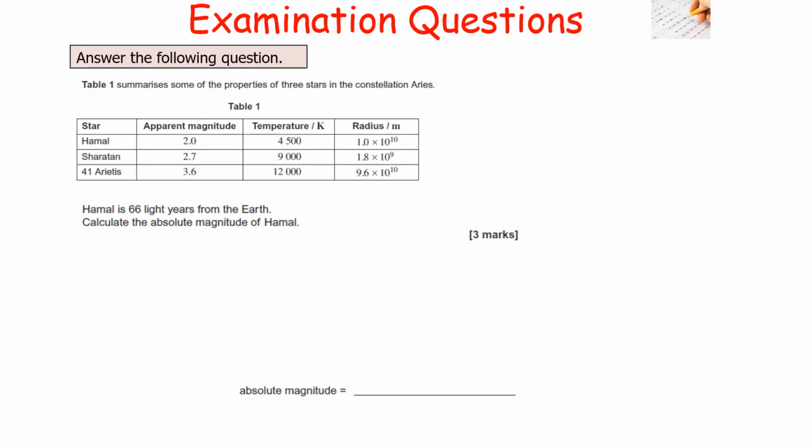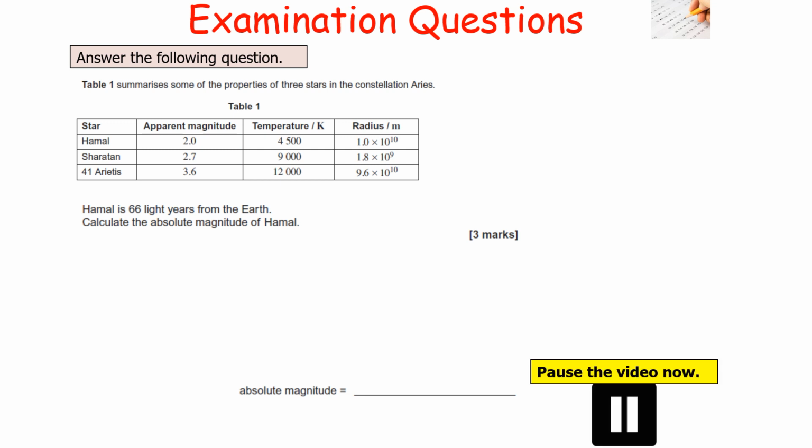The next question says, Table 3 summarises some of the properties of 3 stars in the constellation Aries. Hamal is 66 light years from the Earth. Calculate the absolute magnitude of Hamal. So pause the video now, then unpause the video when you want to go through your answer.